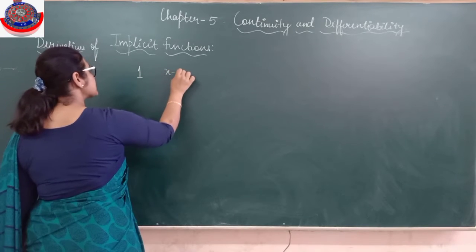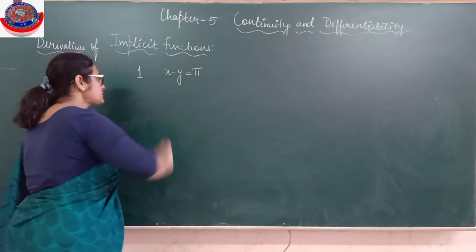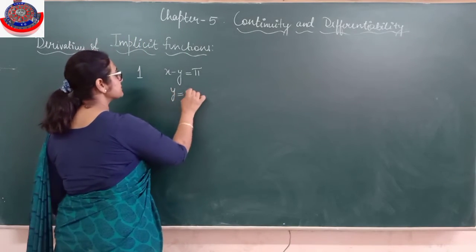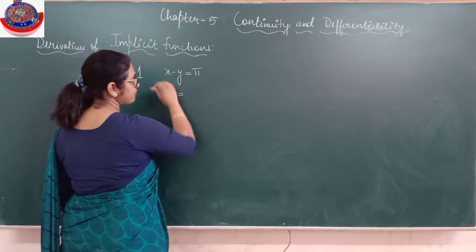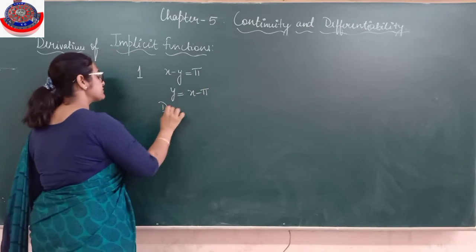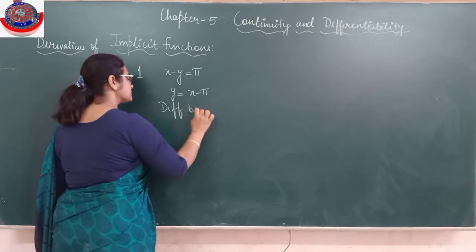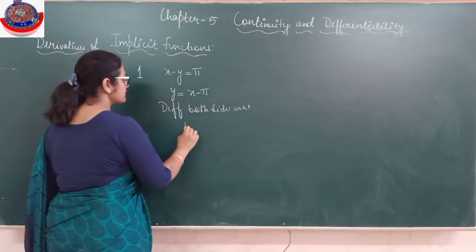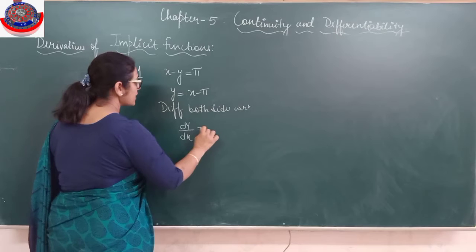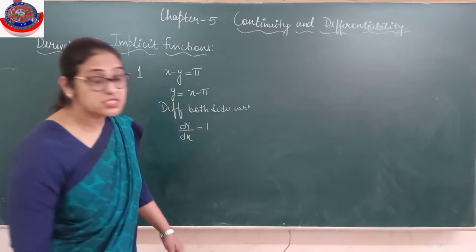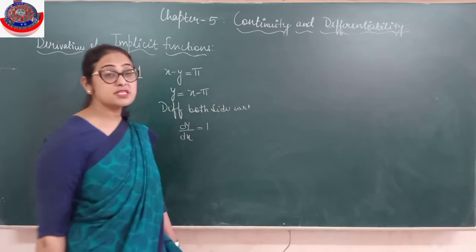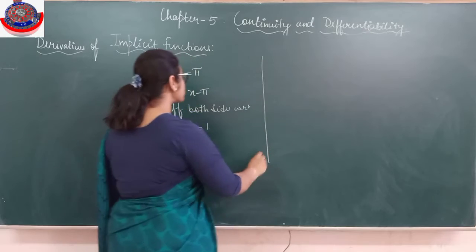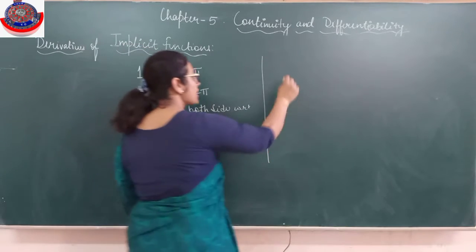For example, I'll pick up the same thing we did. I have to differentiate x minus y is equal to pi. This can be done simply this way also, y on one side and pi on this side. So I'll differentiate both sides with respect to x. So dy upon dx, differentiation of x will be 1 and we know that the differentiation of a constant is 0. So dy upon dx is equal to 1. Instead of making it an explicit function, we can differentiate this function directly also.